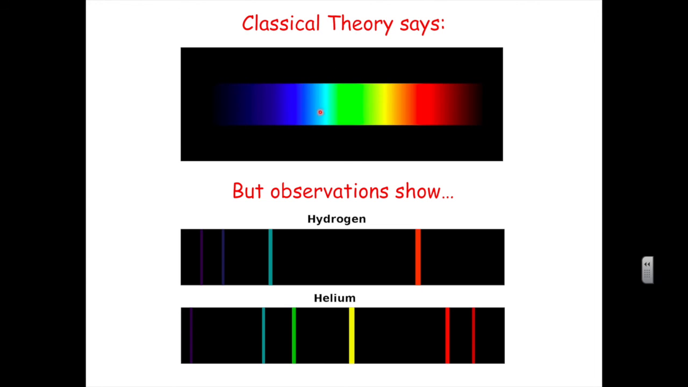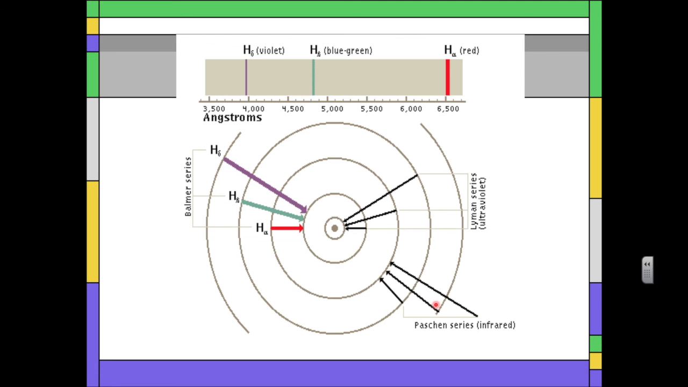Okay, so classical theory would say that when electrons were like this, you would get a continuous spectrum right here. But the observations show that we only get discrete wavelengths. We only get 4 specific wavelengths for hydrogen. We get a few more for helium, and I'll show you some more later. So what we're figuring out is that electrons can't exist anywhere in between. They have to exist on these actual energy levels. This is what we call quantized.